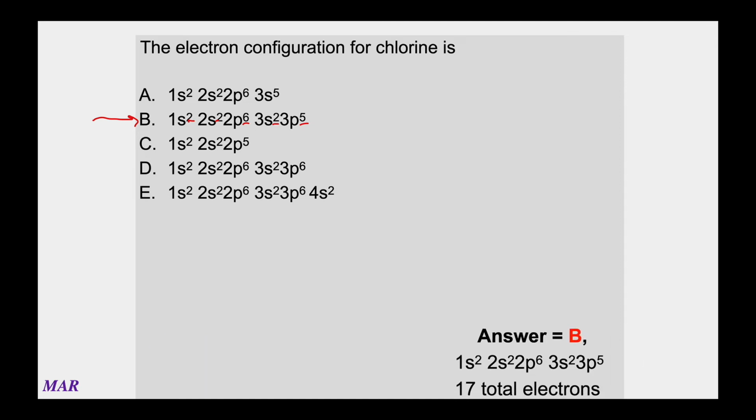Anyway, any of these ways you can figure out that the answer B is the correct configuration, 3s2, 3p5. Remember that 3s can only have 2, so that one's not going to fly. The other ones I think are at least okay. 1s2, 2s2, 2p6, 3s2, 3p6. Answer D would be argon. E would be calcium. C, 1s2, 2s2, 2p5.